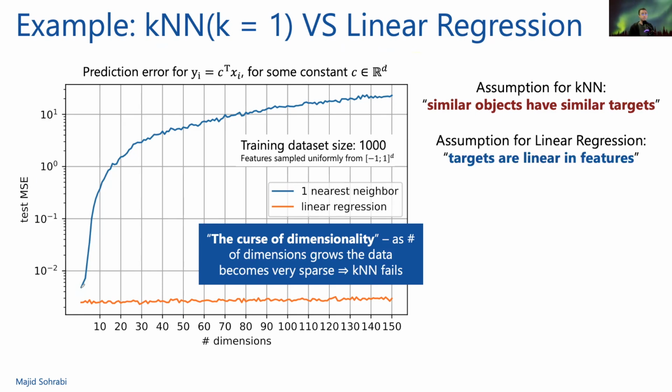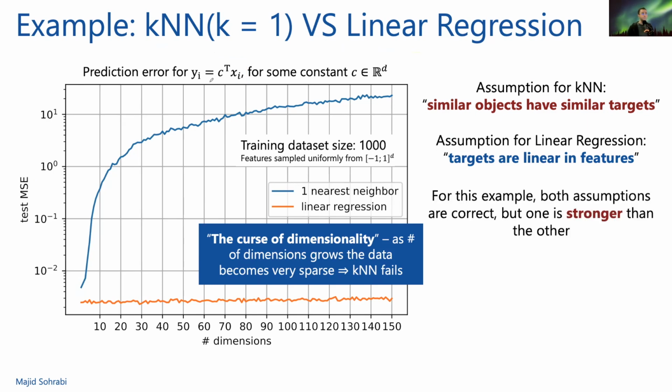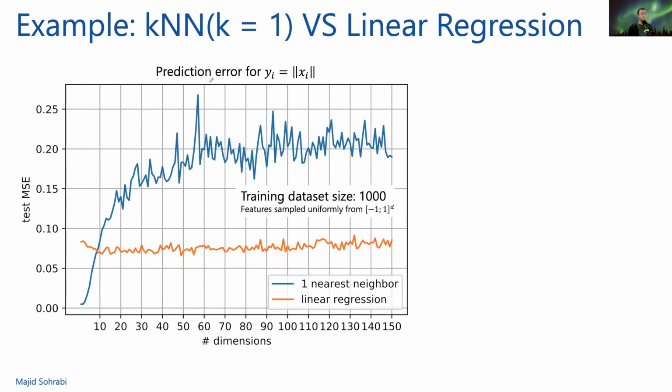And on the other hand, the assumption for linear regression says the targets are linear in features. It means the target is the linear combination of the features, which is true because we created this rule and the data is generated in this way. So both assumptions here are correct, and one of them is stronger than the other one. The linear one is stronger than KNN.